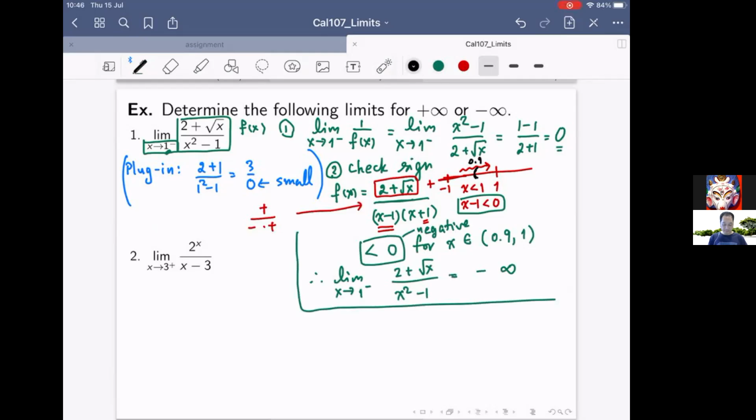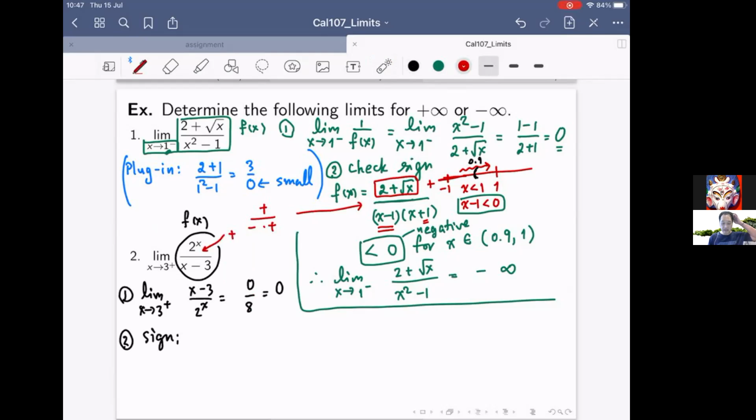So what's the next one? The next one, again, if you plug in 3, you got 8 over 0. So 8 over a small number. So it should be infinity, right? So you let this one be your function f. The first checking is the reciprocal. So you have x minus 3 over 2 to the x, which is 0 over 8. So it's 0. So we know that the limit of the function itself must be either positive or negative infinity. So you check the sign. Again, the exponential is always positive. You should know that. So the sign depends on the one at the bottom.